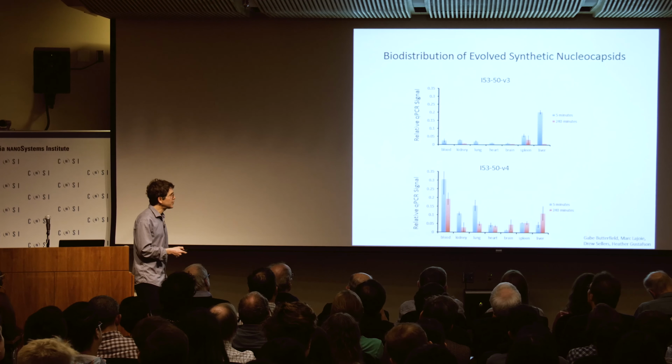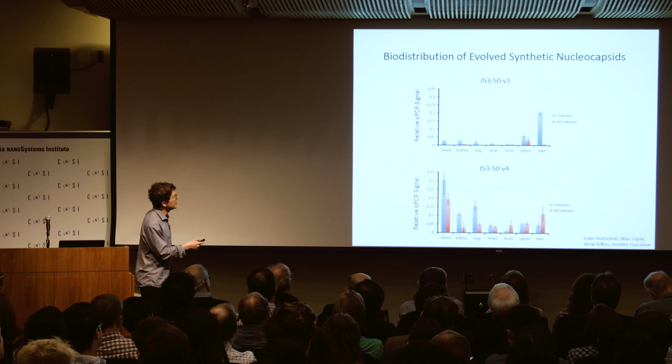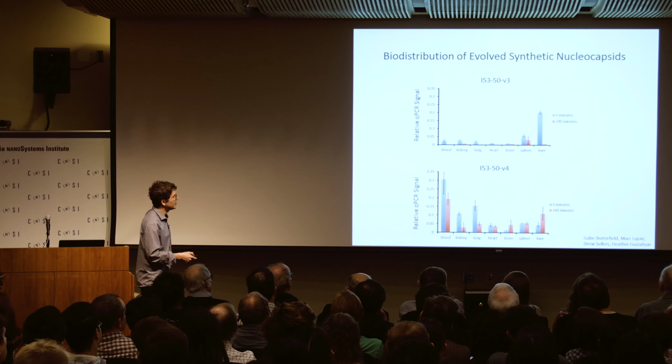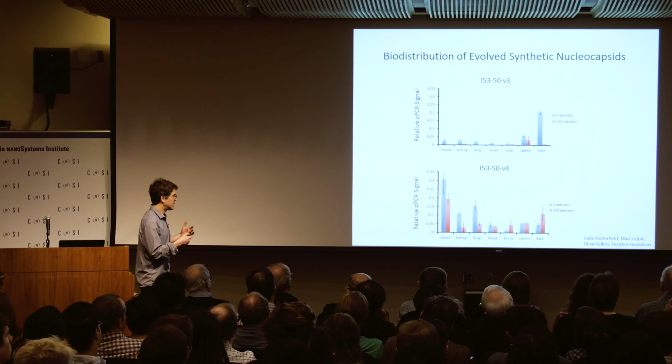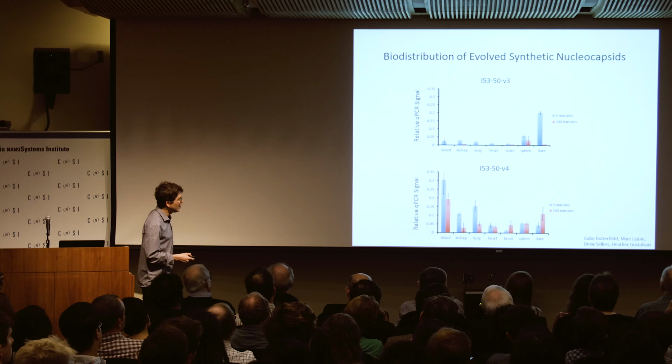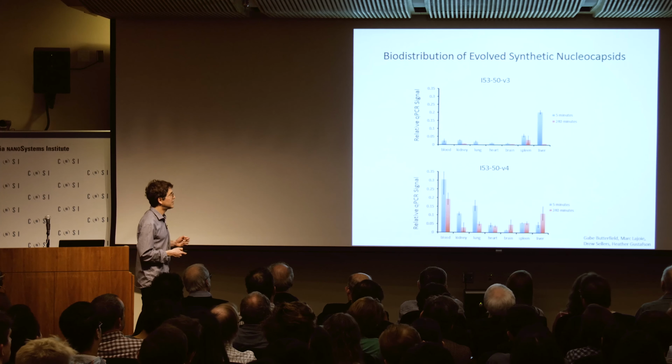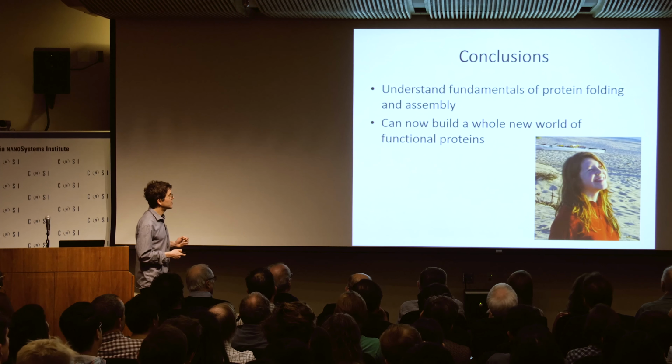And when we look where those particles are going, the original particle disappears very rapidly from the body, it appears in the liver, whereas these particles that we've evolved now go all over the body. And so we're now very excited about being able to use this to target different tissues, again, for cancer applications.